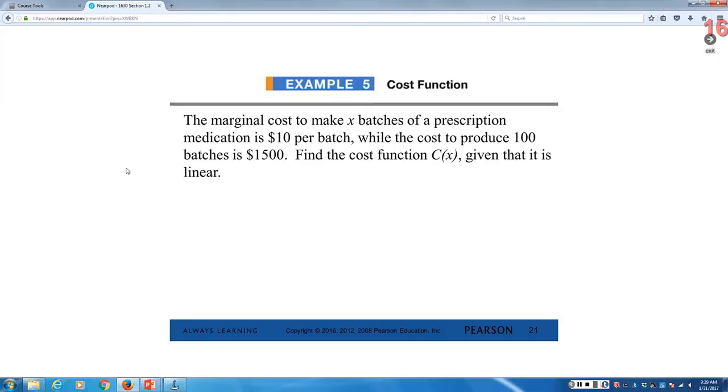We know that a cost function is a linear function, y equals mx plus b, or C of x equals mx plus b. We've got the slope. We've got the cost of 100. So 100 is x and 1,500 is the cost. We can find b. We can find the fixed cost. And that's what we're going to do.